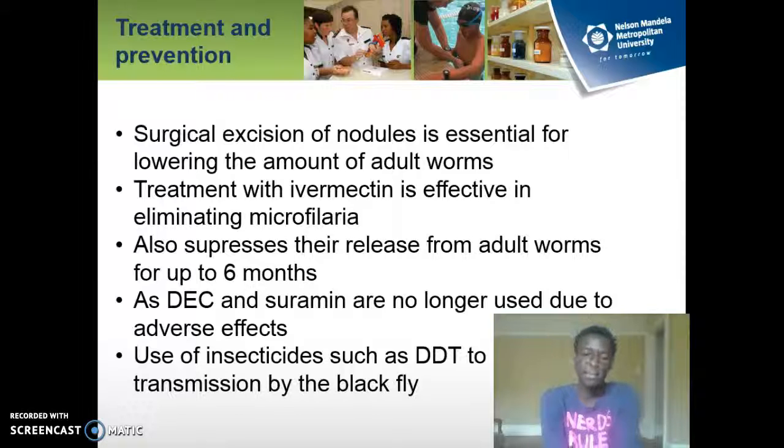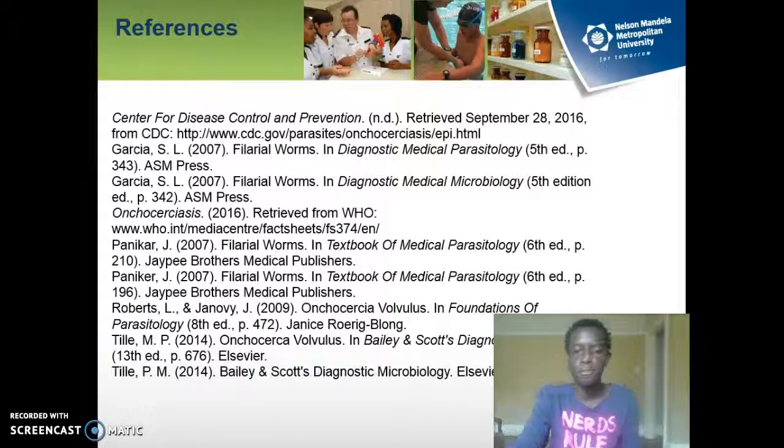Controlling would be to cut the transmission, which would mean removing the vectors such as the flies and the mosquitoes by using insecticides. And these are the references.